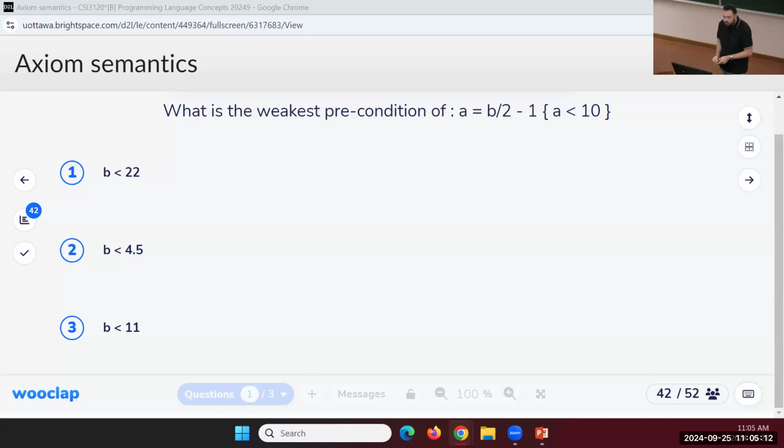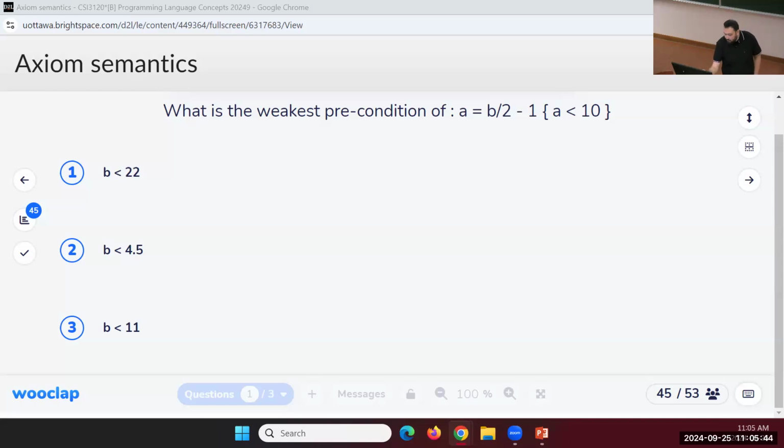Okay, so let's start from top to down. So B less than 22, who said it? Who wants to explain why? What's the reasoning behind it? We'll start with him. Yes. If you plug in 22 in your equation, 22 over 2 is 11, minus 1, so it comes to 10. So A wouldn't be less than 10, but like the lowest one that would fail.